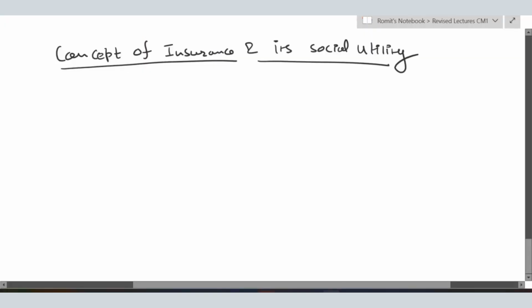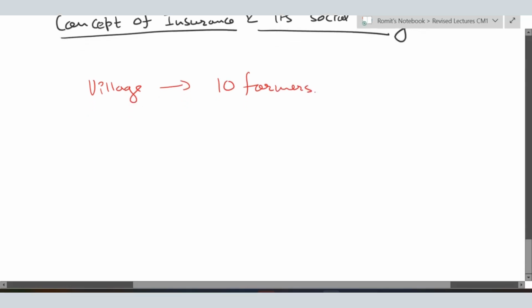Let's just assume there is a village, and let's say in this village there are 10 farmers, and each of these farmers grows any crop, let's say wheat or rice or whatever. Let's say they grow wheat.